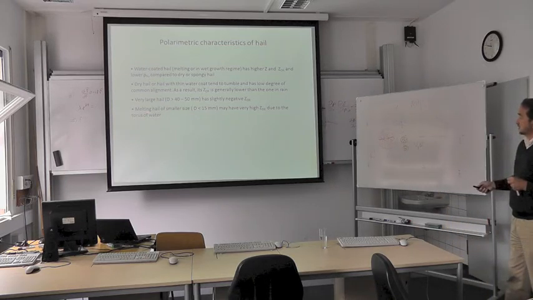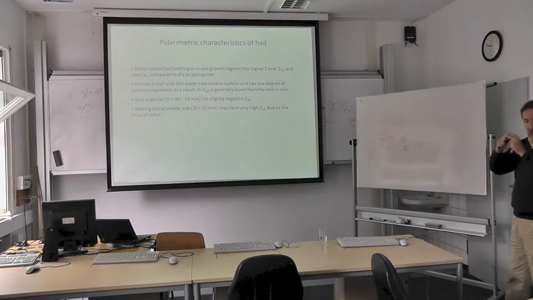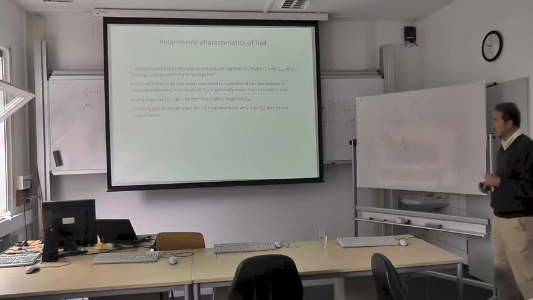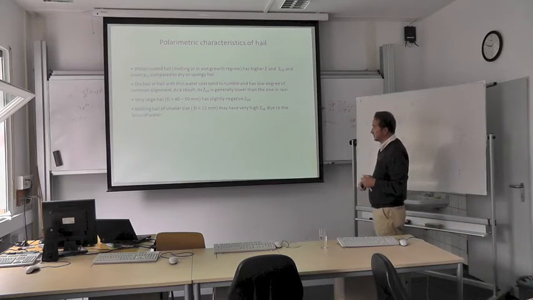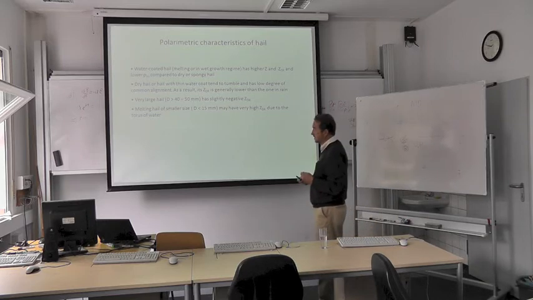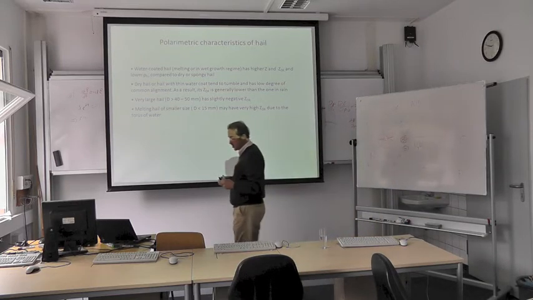As I already said, melting hail of smaller size may have very high ZDR due to the torus of water and the water film that stabilizes the orientation and makes it act as a giant raindrop.